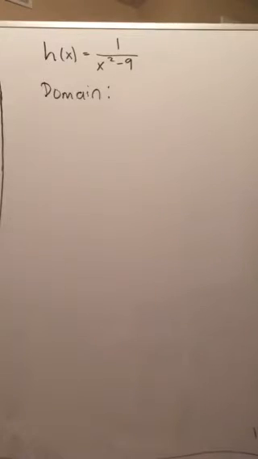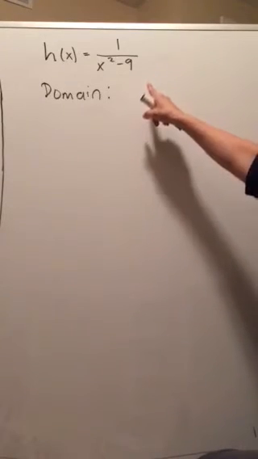Hello, my name is Michelle, and today we are going to take a look at finding the domain and range of this rational function right here. H of x is equal to 1 over x squared minus 9. So first thing we're going to do is start with the domain.